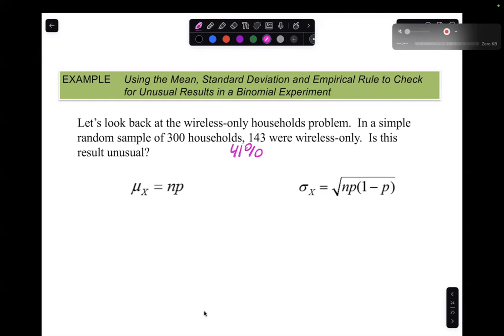Whichever way you want. I don't care if you do the mean and the standard deviation. If you want, go for it. You can use binom PDF, use whichever method you choose. I will calculate, though, the mean and the standard deviation.